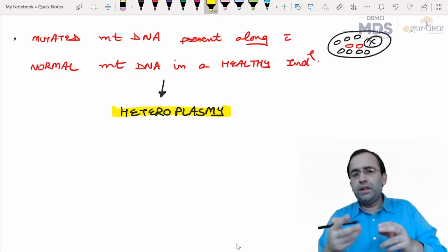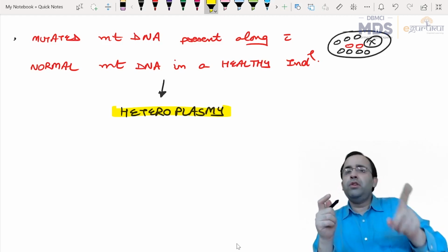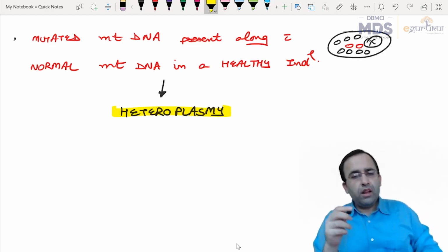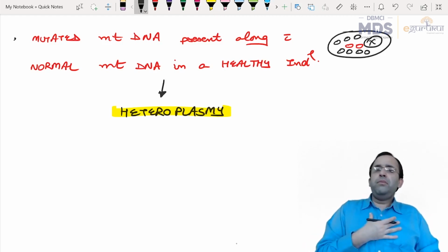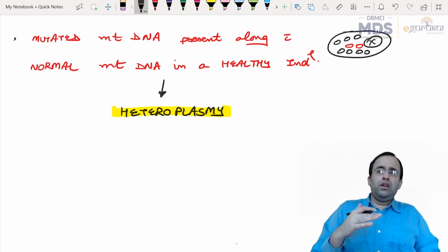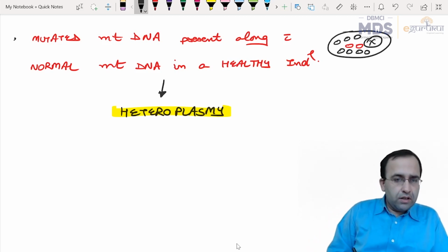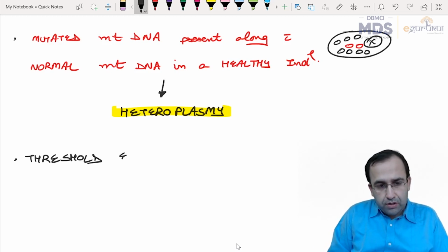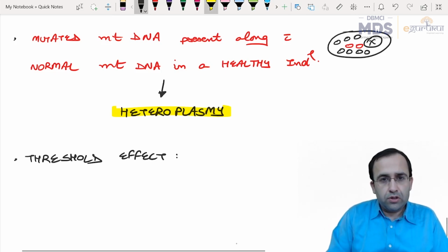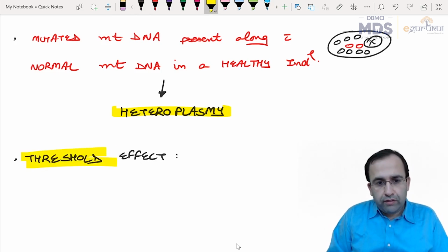So why was mutated DNA present? Because the mutations occurring in mitochondrial DNA were more. So this gets us to the obvious question: we all have mutated mitochondrial DNA, then why are we not diseased? This is because of the threshold effect.